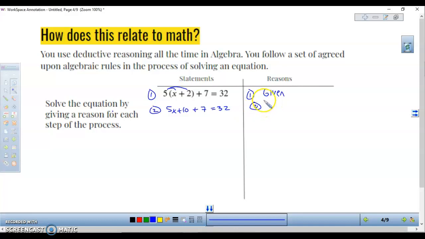And all we did was we used an agreed upon rule in math, and that is called the distributive property. Distributive property we're allowed to do. You guys learned it. It works. We're allowed to do it.